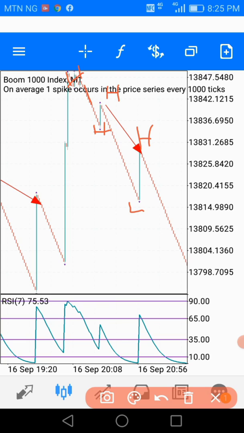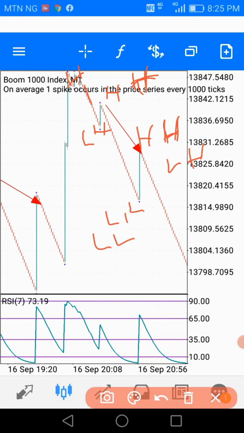Now remember, as it's moving, it's supposed to be making series of lower lows and lower highs. This is a high and this is a high. Okay, but this high is lower than this high. That is why we call it lower high. And now this is a low point of this spike and this is a low point, but because this low point is lower than this, we call this lower low.